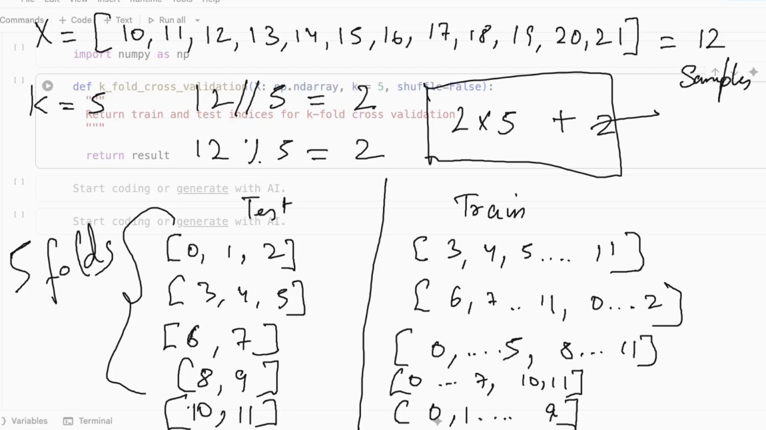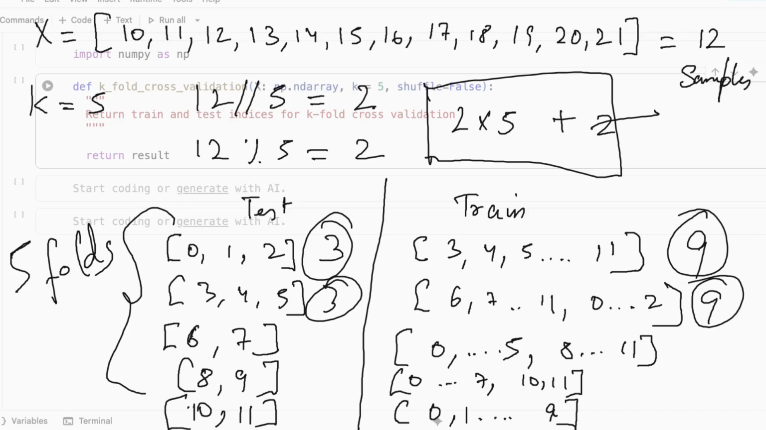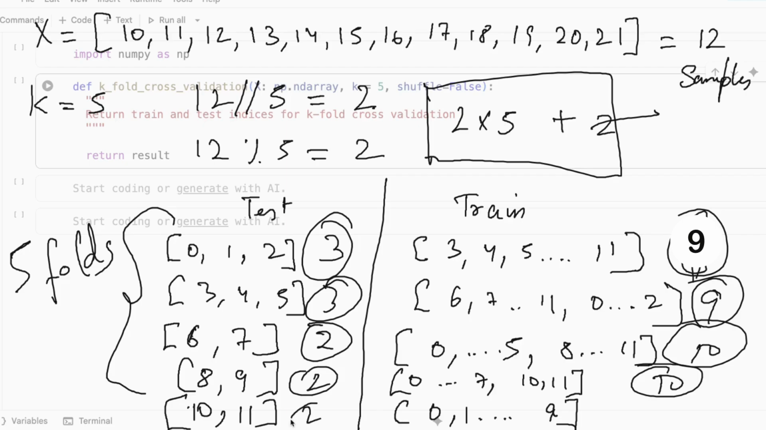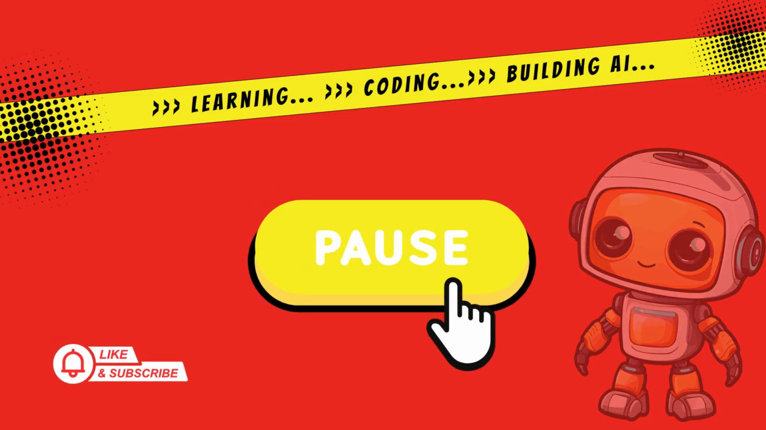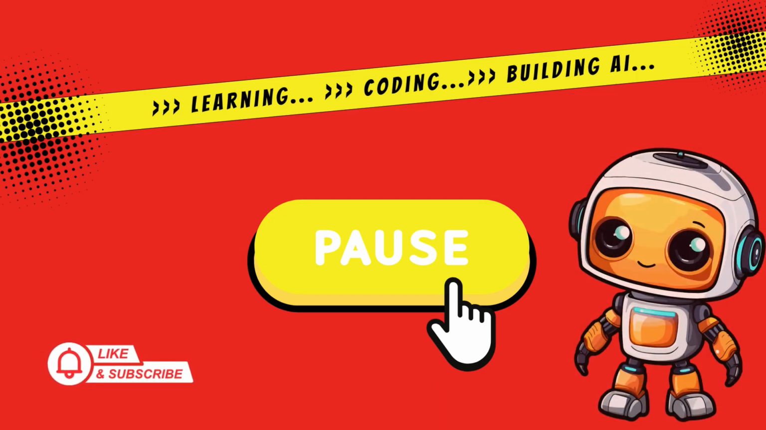So as you can see, now the samples will be divided in 3, 9 and 3, 9. Then the test will have 2 samples and train will have 10. So this is how k-fold works, wherein the proportion is maintained by switching the number of indices within each set. Now you can pause the video here and try to figure out the code solution on your own and then return back to the video.